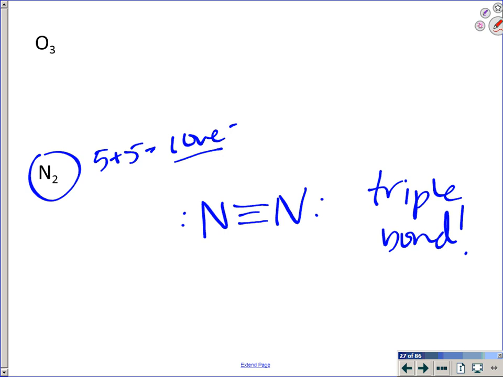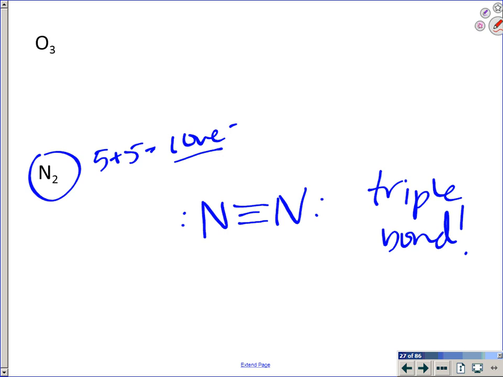Okay, hold up your triple bonded nitrogen. Okay, so look up here for me. Corbin, get your triple bond, buddy. Triple bond. All right, make sure your neighbor has a triple bond, okay? All right, so eyes back up here for me. Put the triple bond down.